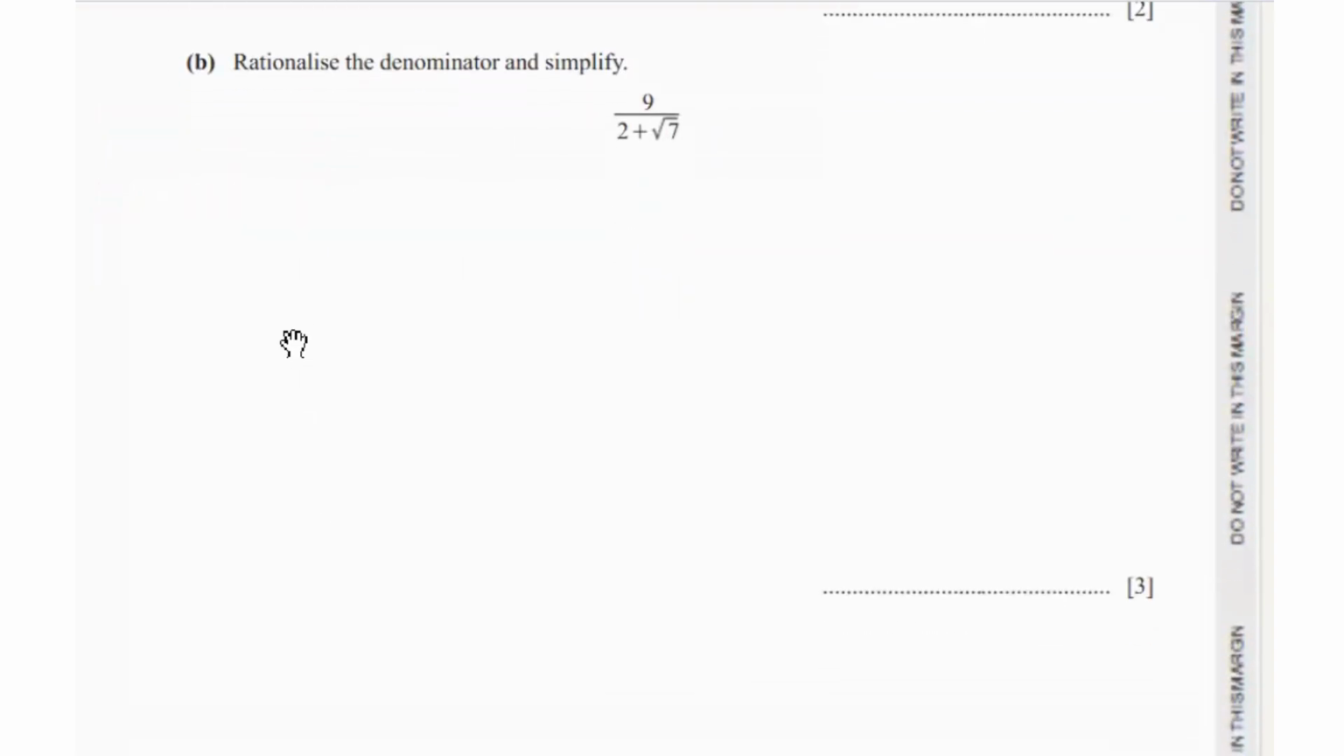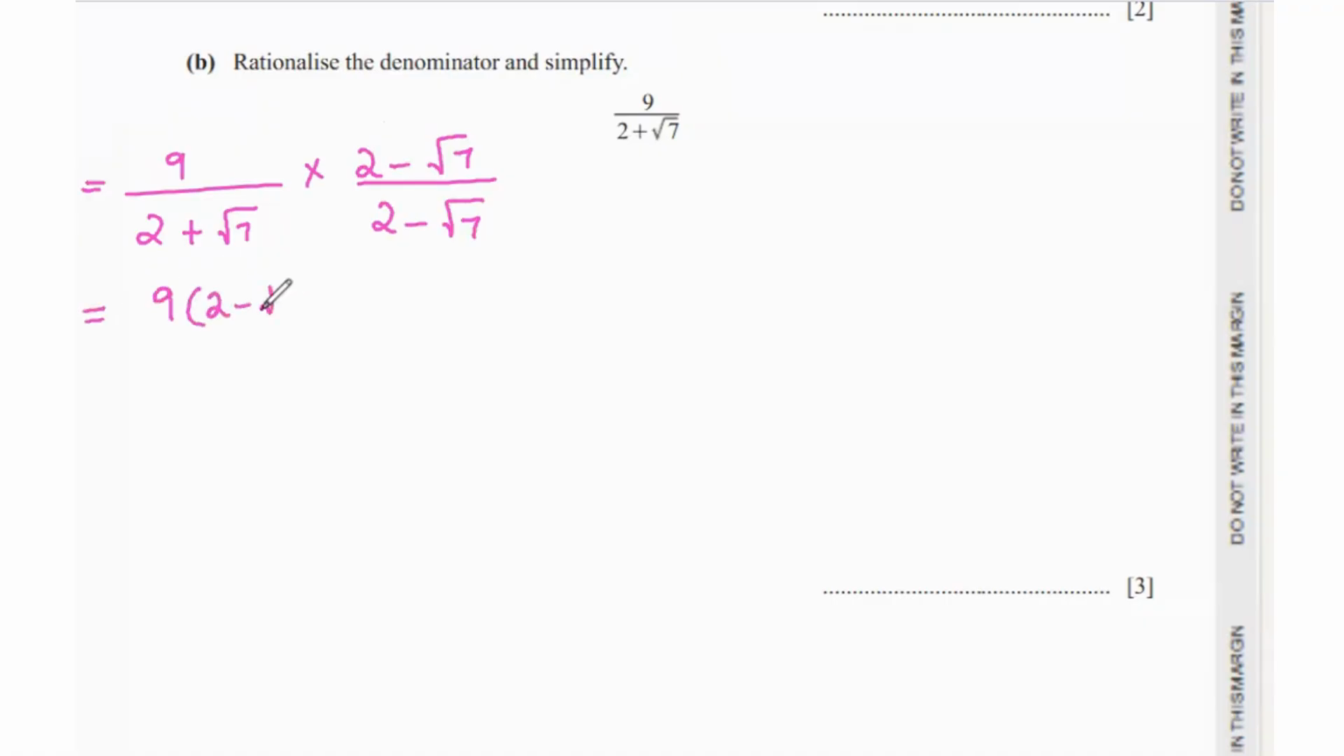Part B says rationalize the denominator and simplify. So in this, we're going to multiply the fraction by the conjugate of the denominator. So the conjugate of 2 plus root 7 is going to be 2 minus root 7. It's the same surd but with the opposite sign in the middle. So 2 minus root 7 over 2 minus root 7. In the numerator, multiply 9 with 2 minus root 7. And the denominator, I'm just going to write these two as two brackets being multiplied.